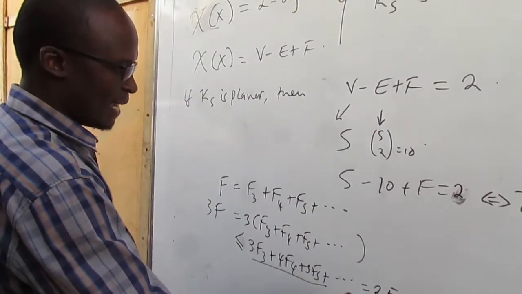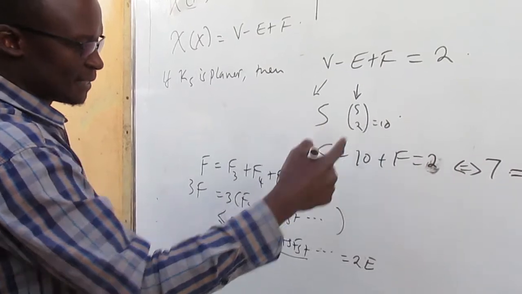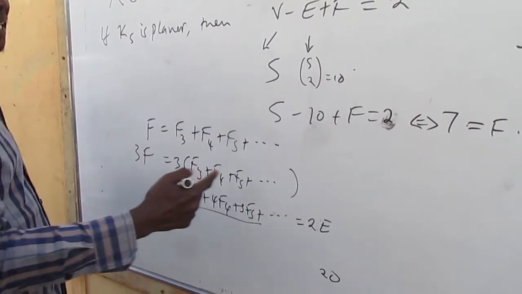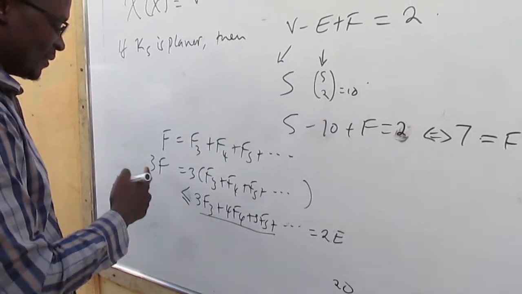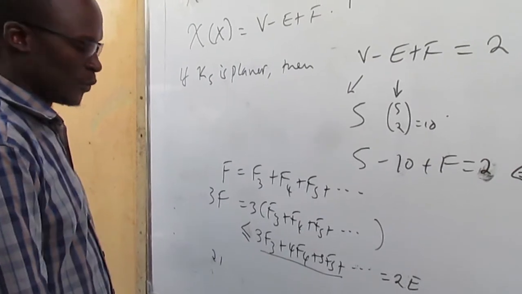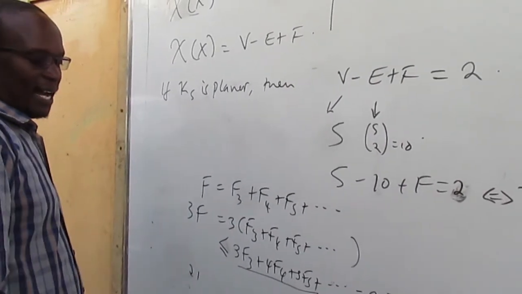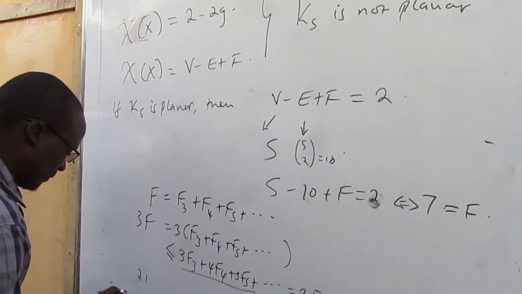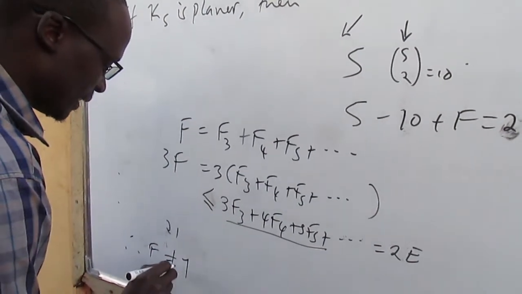And so let's see, how many edges do we have? We have 10 edges, so on this side we have 20, and we are claiming that the number of faces is 7, and on this side we have 21, and clearly 21 cannot be less than or equal to 20. And therefore, f cannot be equal to 7.